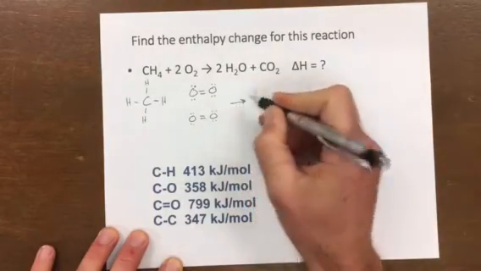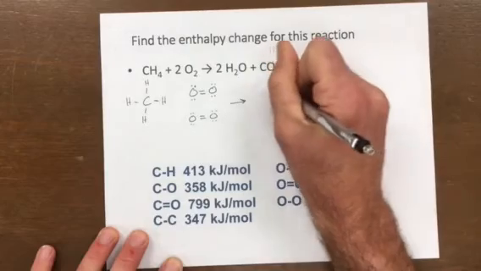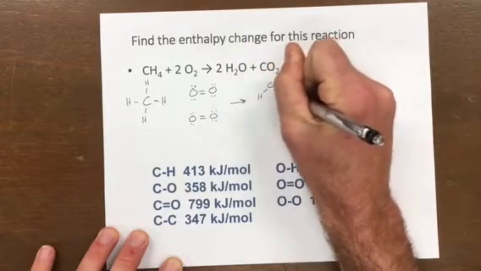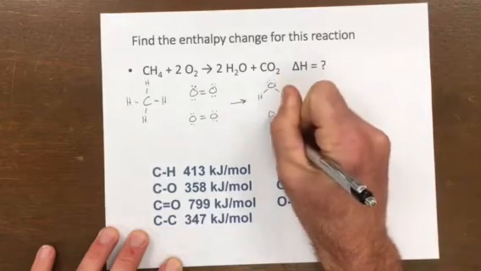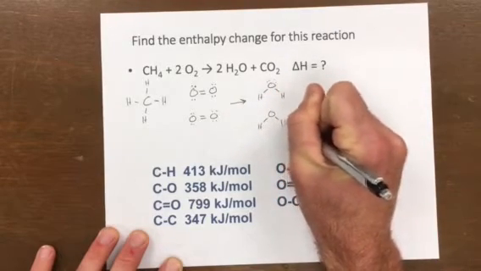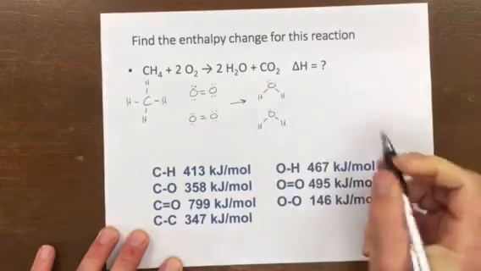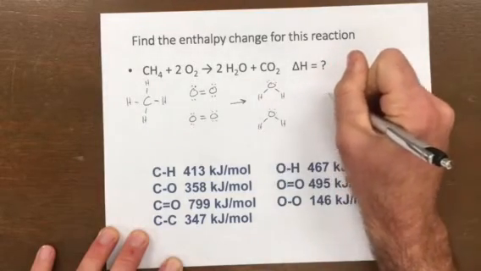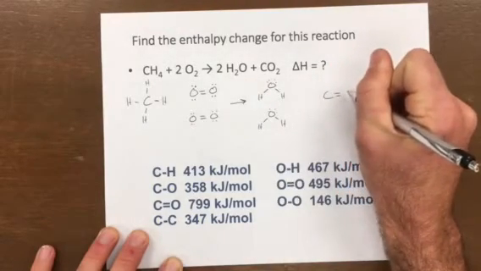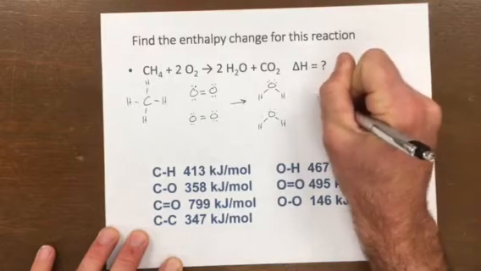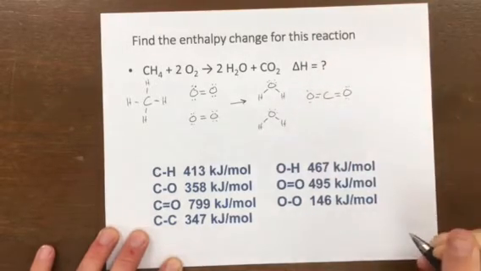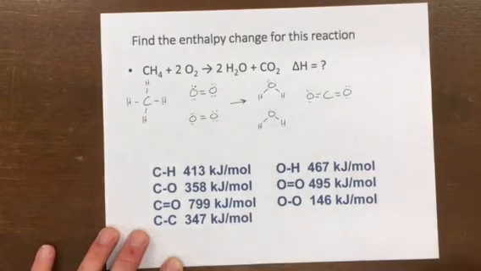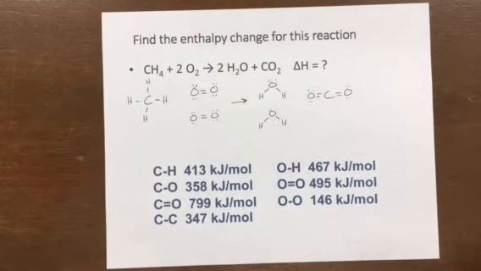On my product side, I have 2 waters. So waters would be drawn like that for its Lewis dot structure. We'll draw it twice since we have 2 of them on our product side. And then we have a CO2, carbon dioxide. So carbon dioxide has double bonds between the carbon and the oxygen. So you need to draw out the Lewis dot structures so you know what types of bonds you have and how many of each one you have.